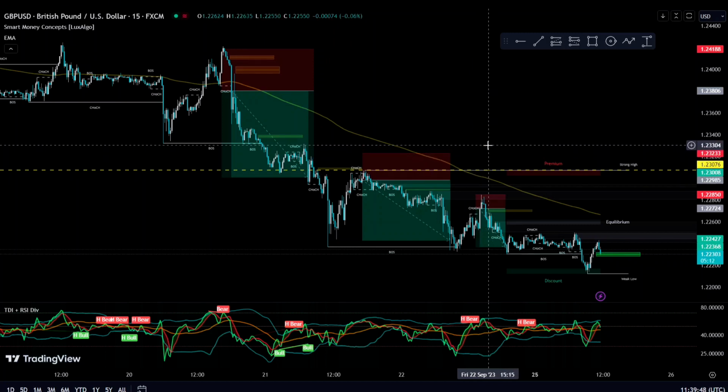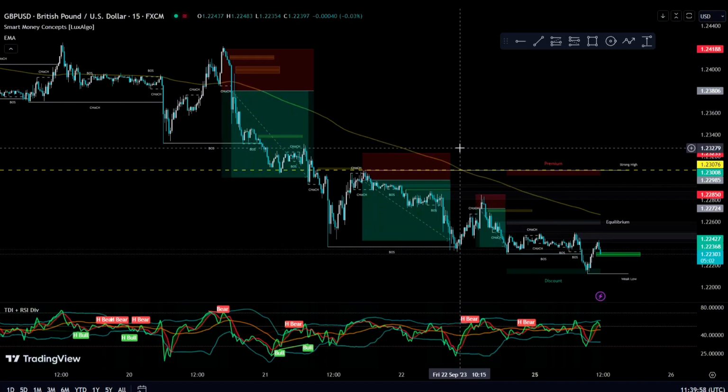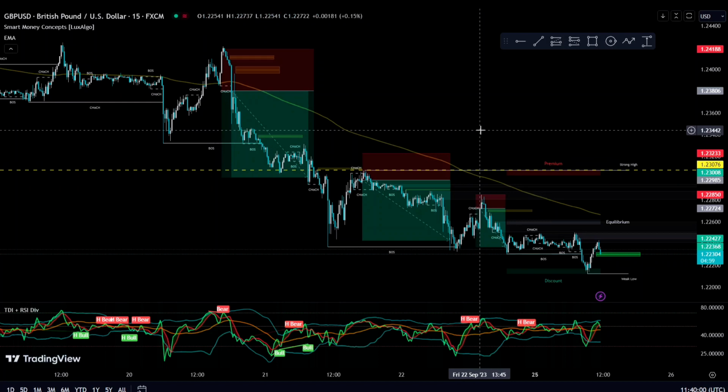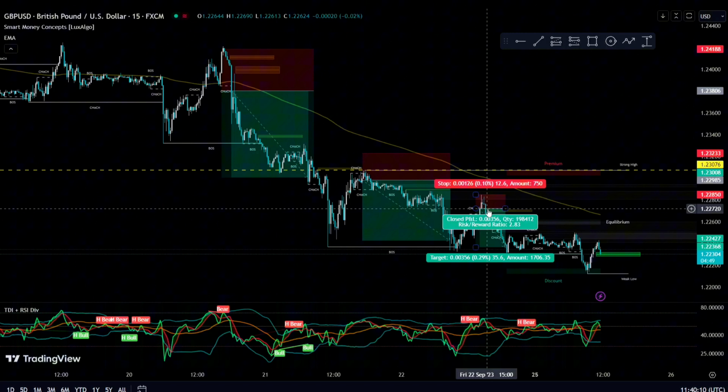For example, this is another setup. You can see the market is overbought around this area. You won't take this buy opportunity, you only take the sell. You wait for the market to reverse back, and make sure you wait for the green line to cross the red.